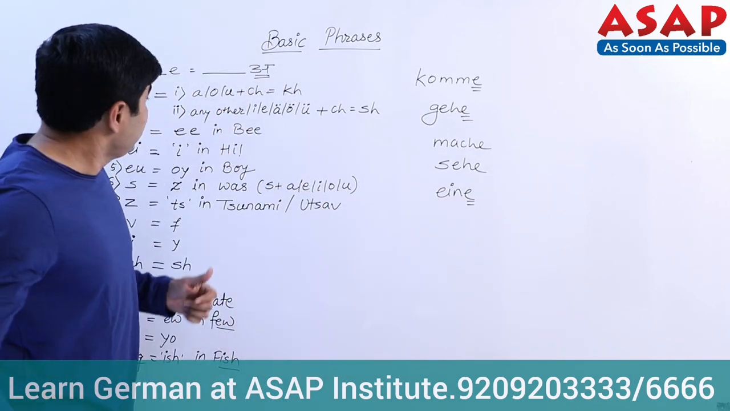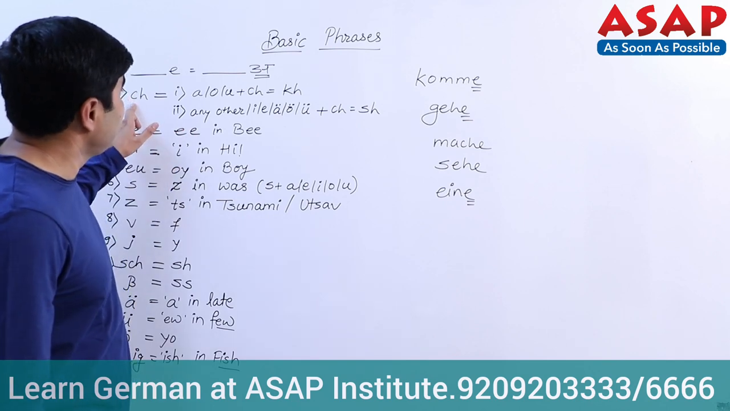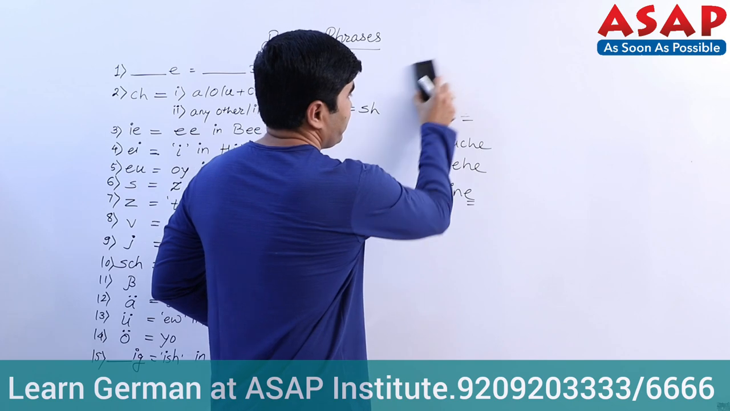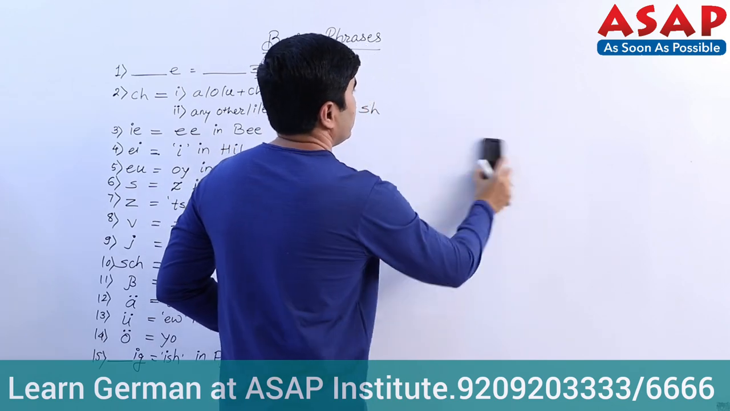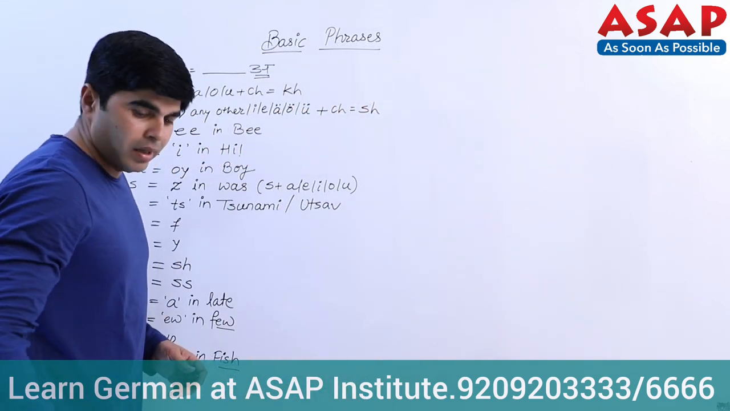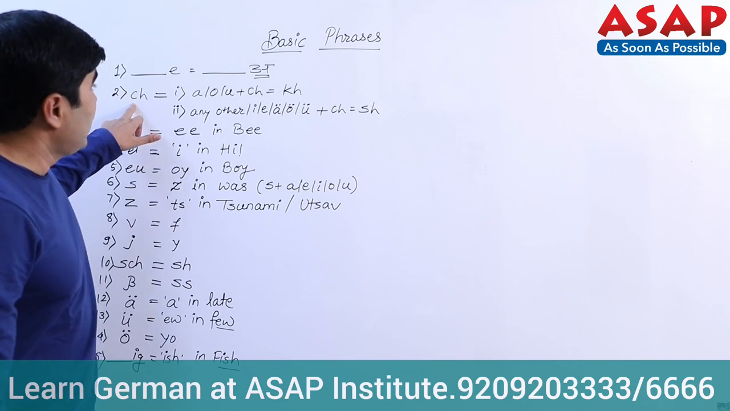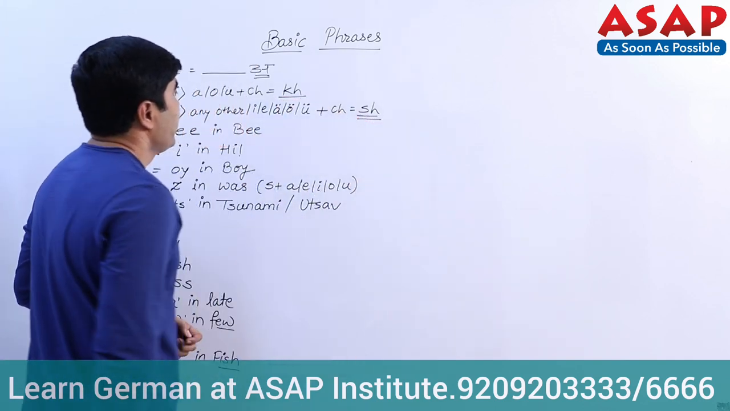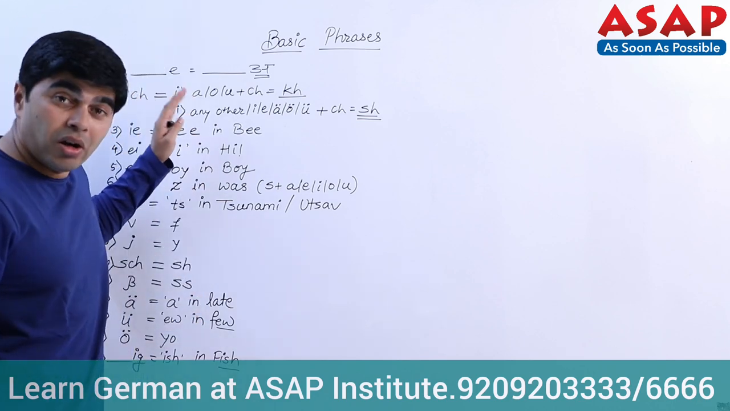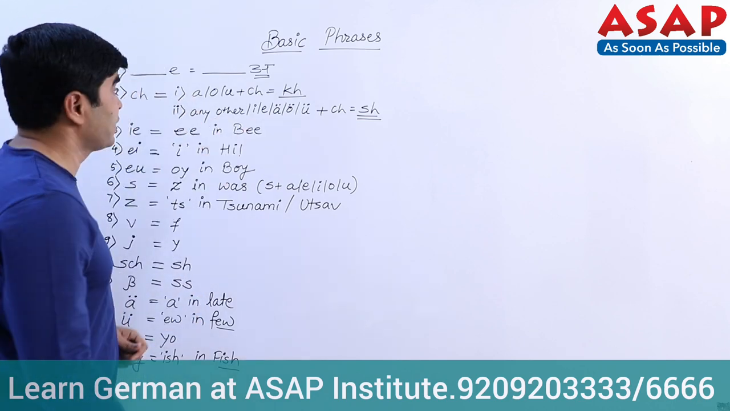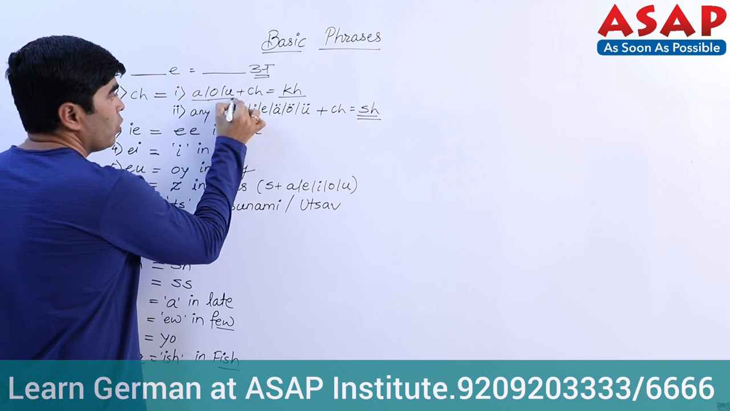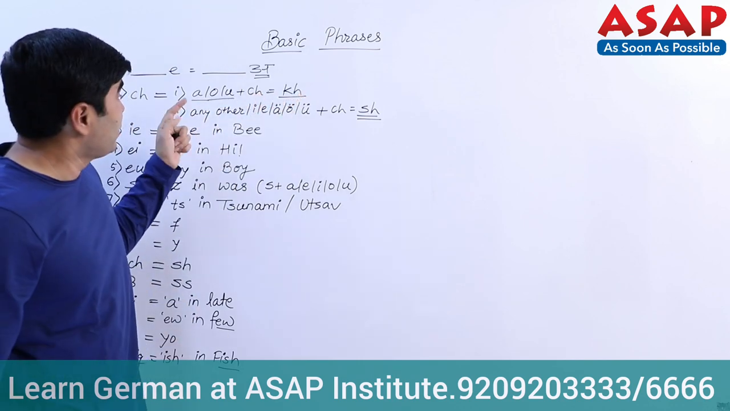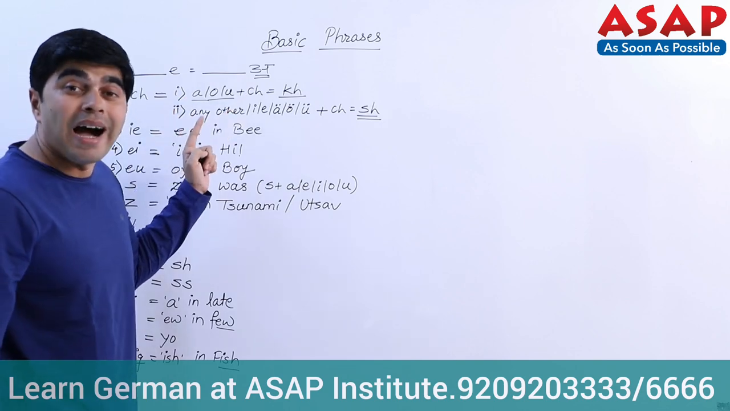Then let's see the next one, that is ch. Ch has two different sounds, kh or sh, depending on what is before ch. For example, if there is a, o, or u before ch, then it is pronounced as kh. Let's take an example: if it is ach, it will be akh.